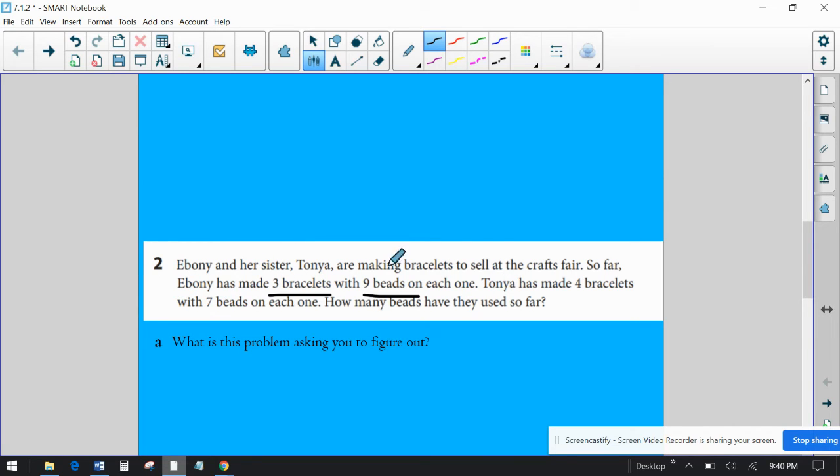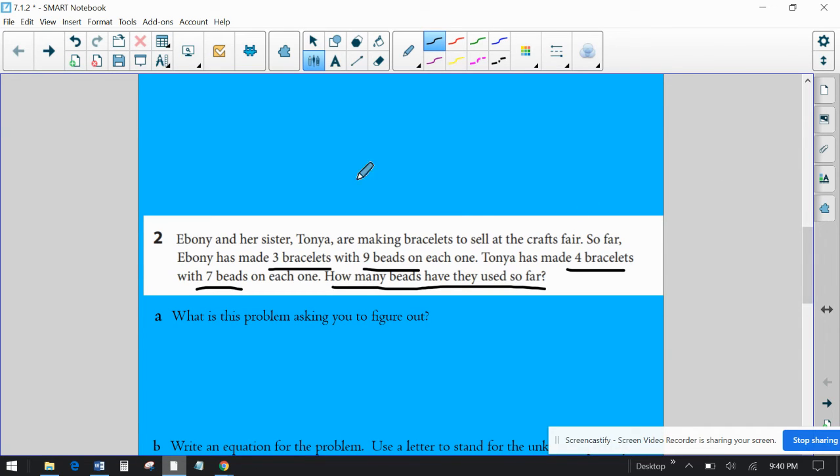Let's see. Are the names important? Tanya has made 4 bracelets with 7 beads. So she made more bracelets, but there's fewer beads on each one. Here's the question. How many beads have they used so far? Okay. So the names aren't necessarily important as long as you know that there are 2 separate problems. When every bracelet has the same amount of beads, there we have that repeated addition. It's multiplication again. 3 bracelets with 9 beads. 4 bracelets with 7 beads.